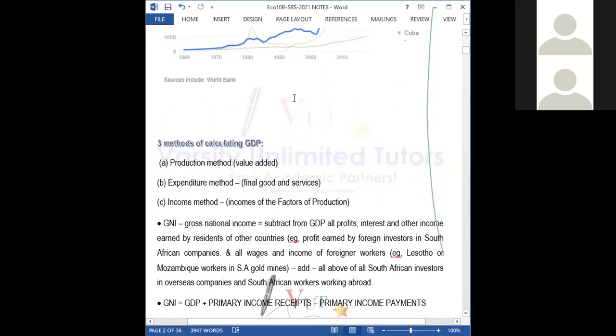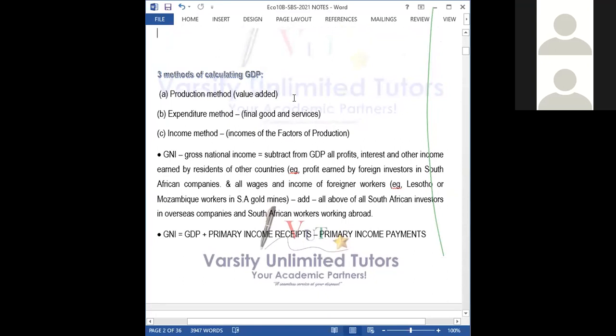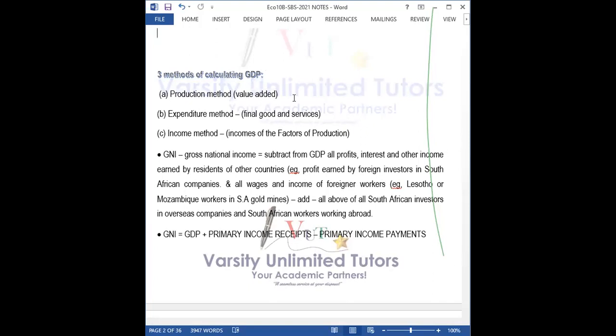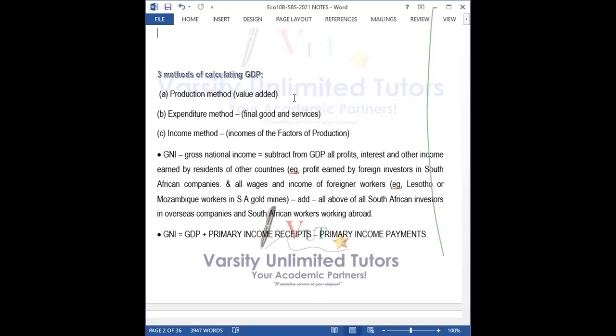And basically there are three methods that are used in measuring the value of GDP. We have what is referred to as the production method, sometimes referred to as the value added method. We also have the expenditure method, which basically sums up all the expenditure by households on goods and services. Then we have the income method, which basically sums up all the incomes that have been received by factors of production during the production process of those goods and services that were produced within an economy.